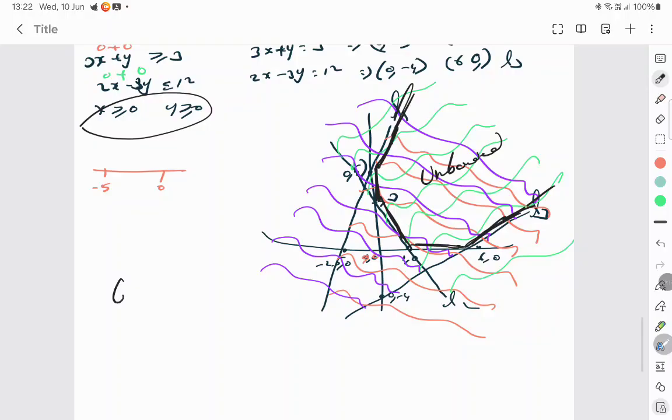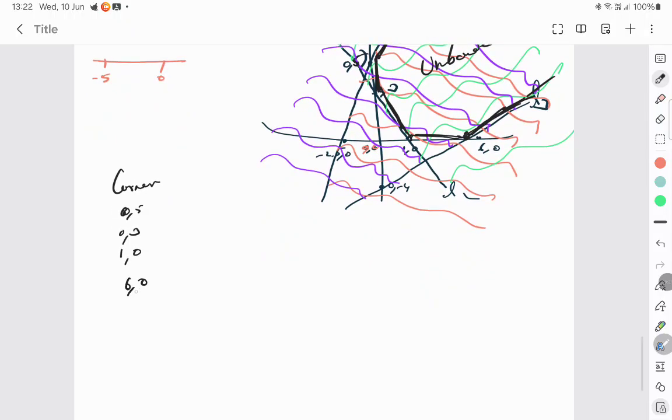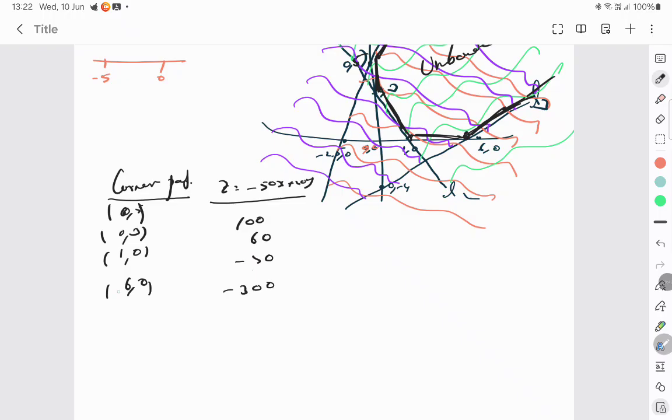Mark the corner points. What are the corner points? Corner points are 0 comma 5, 0 comma 3, 1 comma 0, and also 6 comma 0. So these are your corner points on the open bowl which is exposed to the sky. Put them in the objective function, which is minus 50x plus 20y. Substitute x and y here. You get 0 comma 5, you get 100; 0 comma 3, you get 60; 1 comma 0, you get minus 50; then you get minus 300. And this is your minimum.